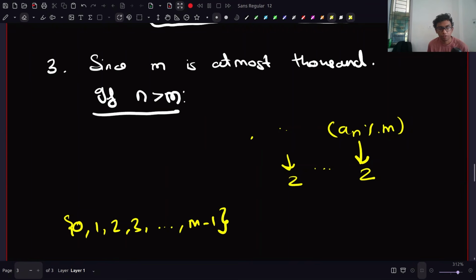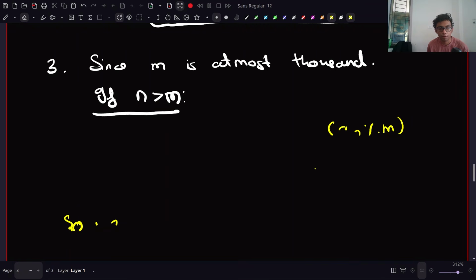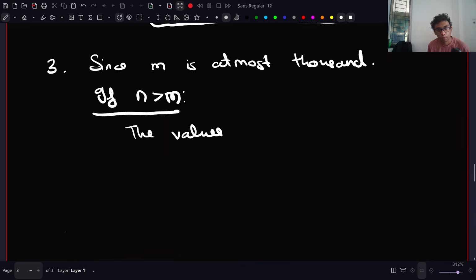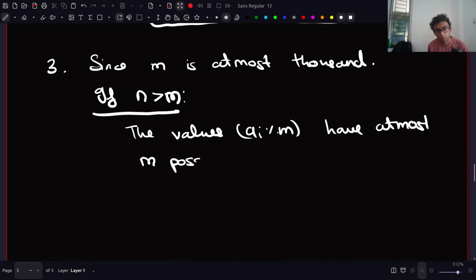So you need to know some basic pigeonhole principle for this. You don't need to know the name, you just need to know the idea that if you put an excess amount of things into a smaller number of places, obviously there will be some repetition. There'll be some repetition over here. So if you want to write it formally, we'll have to use the pigeonhole principle. So we can say that the values a of i mod m have at most m possible values, right?